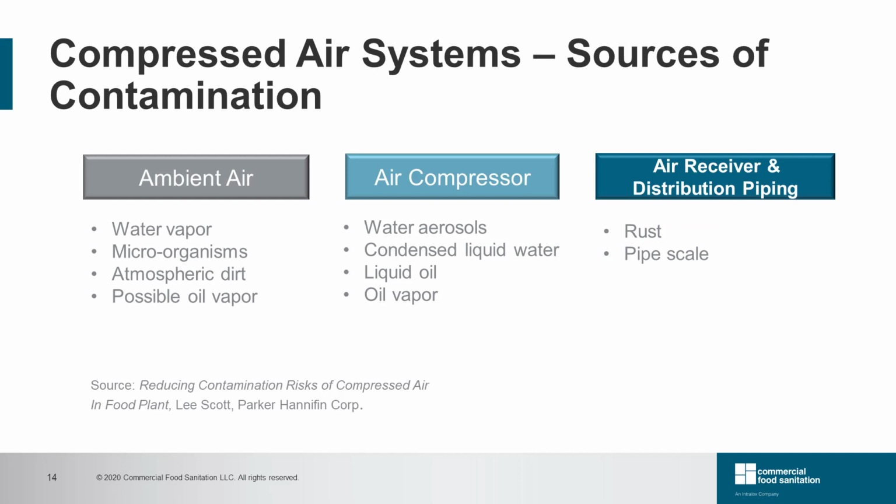One is environmental air, where water vapor, microorganisms, or dirt can be introduced. The air compressor can introduce contaminants such as water or oil. Finally, the air receiver and distribution piping can deteriorate over time and contaminate compressed air with rust or pipe scale.